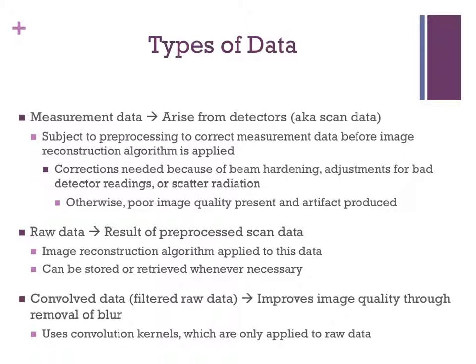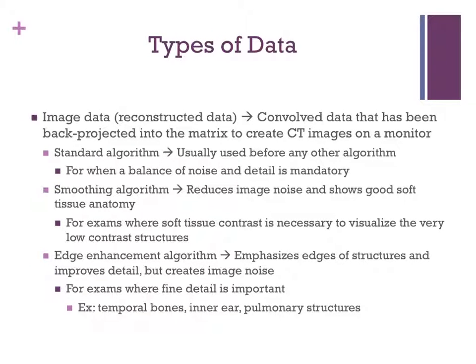Raw data is the result of pre-processed scan data and is subjected to the image reconstruction algorithm used by the scanner. This data can be stored and retrieved as needed. Convolved data, or filtered raw data, improves the image quality through the removal of blur. This uses the convolution kernels, which are only applied to raw data. Image data, also known as reconstructed data, is convolved data that has been back projected into the image matrix to create CT images displayed on a monitor.